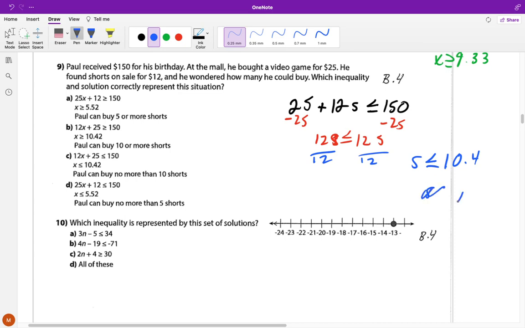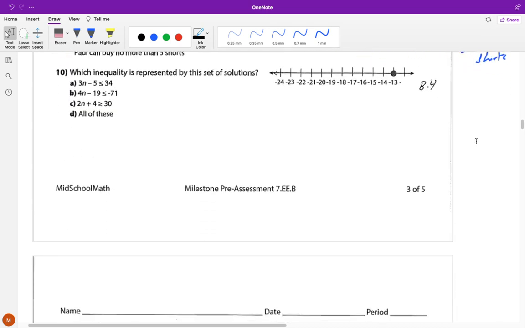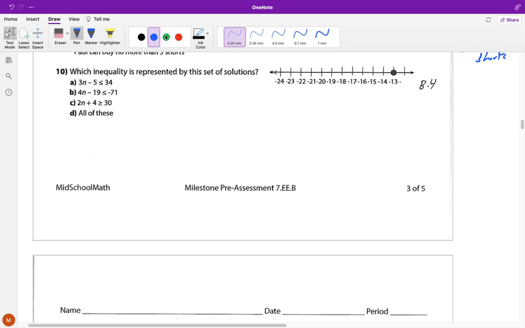So we can then say S is going to be that he can buy 10 or fewer shorts, because he can buy less than that if he wants. So he can buy no more than 10 shorts, 12x plus 25. So C will then be our answer for this one. Once again, this will be open-ended. So you would just need to write out that he can buy no more than 10 shorts. You would need to show me, though, that this isn't just your answer, and that you need to interpret and read that answer.